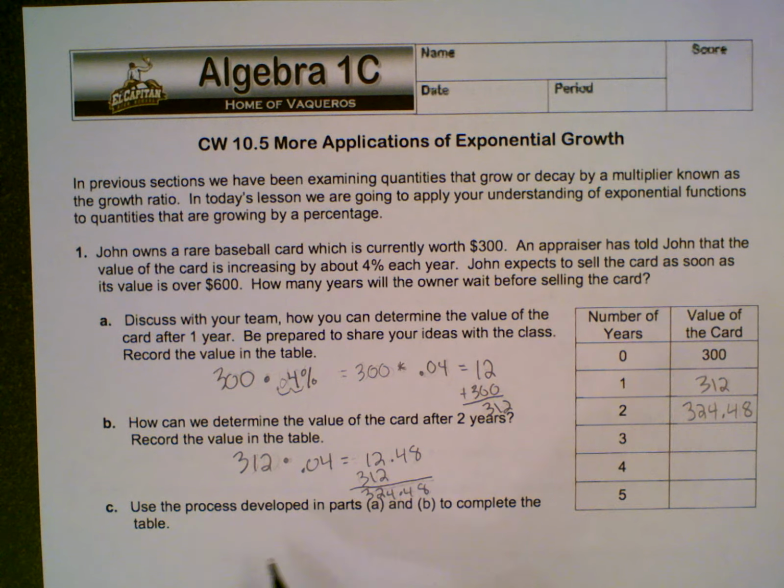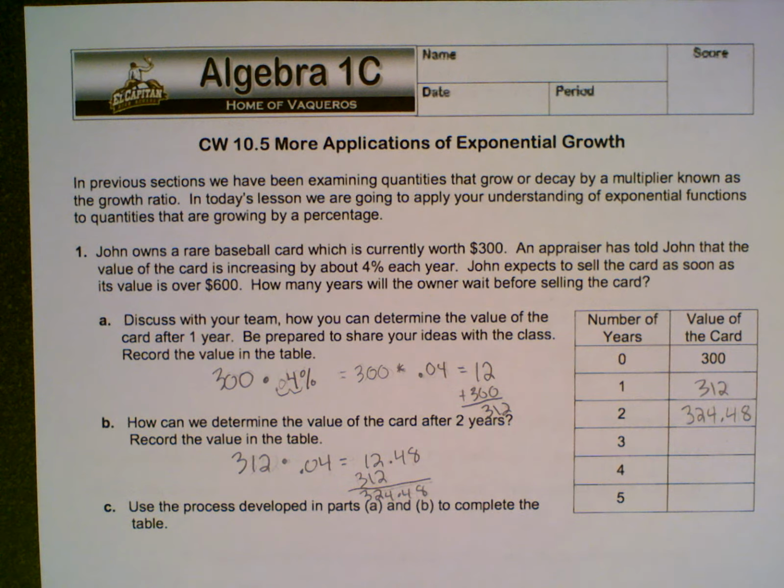Question C, use the process developed in parts A and B to complete the table. Your next step is going to be to multiply 324.48 times 4% and add it to that one. Go ahead and finish the chart, fill in 3, 4, and 5 years. Pause the video, and when you come back, we'll go over the answers.